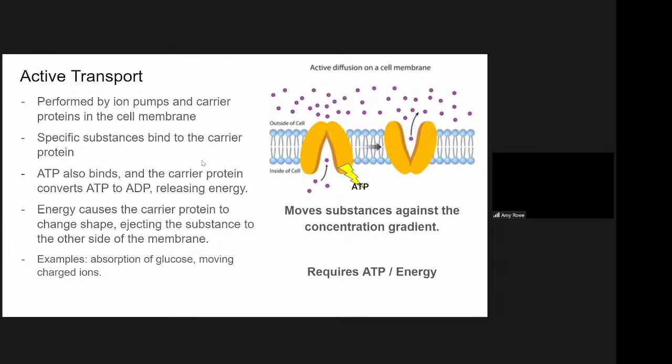So our specific substance, in this case our purple circles, binds to our carrier protein. ATP binds to the carrier protein, and the protein is able to turn the ATP into ADP, releasing energy, which causes the carrier protein to change shape, ejecting the substance to the other side of the membrane. So this is an example of how glucose can move across a membrane and also how charged ions can move across a membrane. And the thing to remember about active transport is that it requires ATP energy and that it moves substances against the concentration gradient.